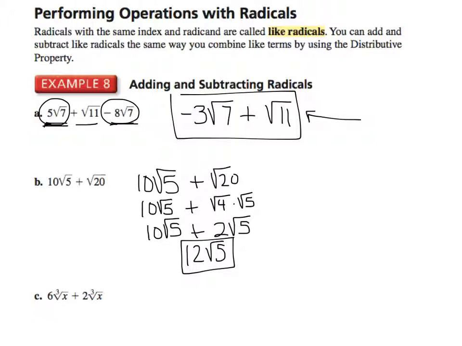C. 6 cubed root x plus 2 cubed root x would give me 8 cubed root x. That's it. That's all you do.